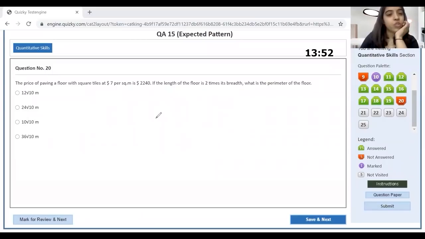The price of paving a floor with square tiles at 7 per square meter is 2240. Right? If the length of the floor is 7 per square meter. So they're asking us, we're paving a floor, right? So area into whatever is the area into 7 would be equal to the price that we're paying, clearly. So we have the area, 7 3s are 21, 2 7s are 14, 0. Area is 320. If the length of the floor is equal to 2b, right?